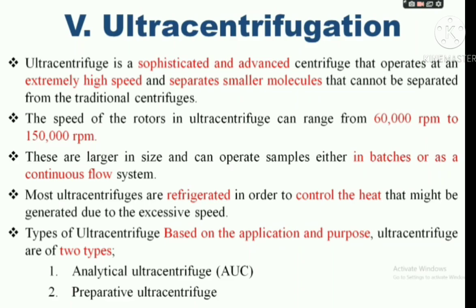Most ultracentrifuges are refrigerated in order to control the heat that might be generated due to excessive speed. High speed centrifuges do not contain any refrigerator because the rotation is slower, ranging only up to about 30,000 rpm. But in ultracentrifugation the rotation speed is very high, which generates extensive heat in the machine. So the ultracentrifuge contains a refrigerator to control the heat within the machine.